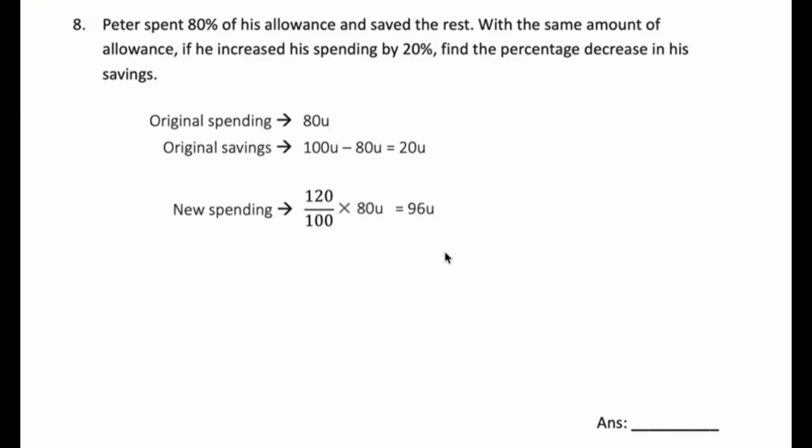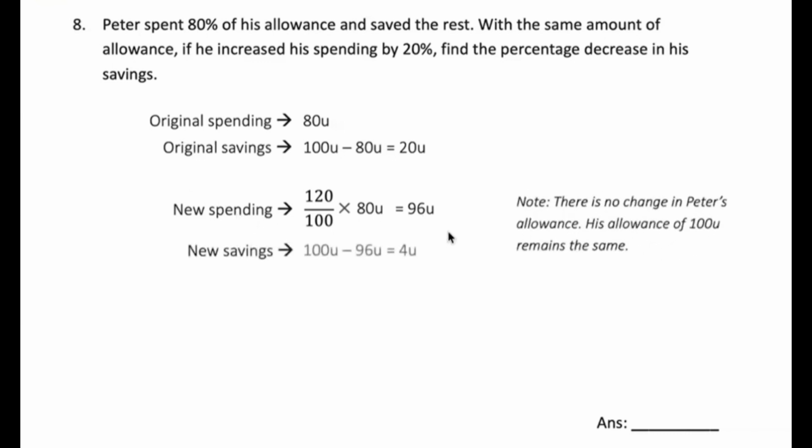Any question on this step? If you've got a question, please indicate in the chat. If not, I'm going to move on. This part is important. The new spending will be 80 units times 120%. 120% is 120 over 100. Okay? No question? Good. So this is the new spending. Then the savings will be, notice the allowance doesn't change, so it's 100 units. So 100 units minus the spending, 4 units is the savings.